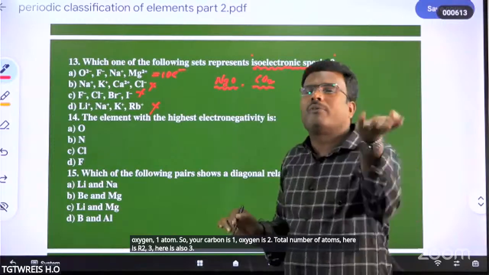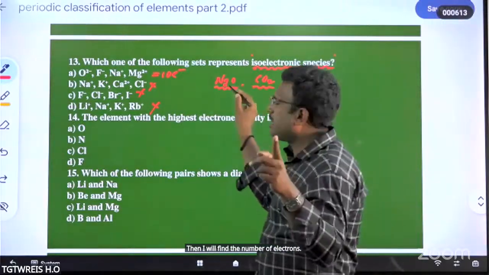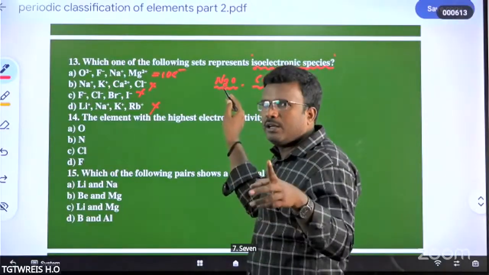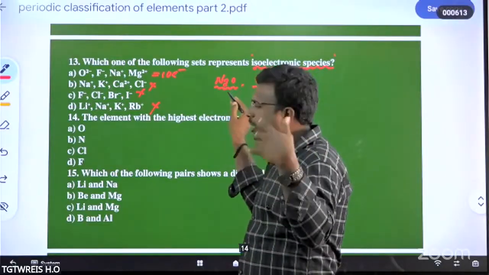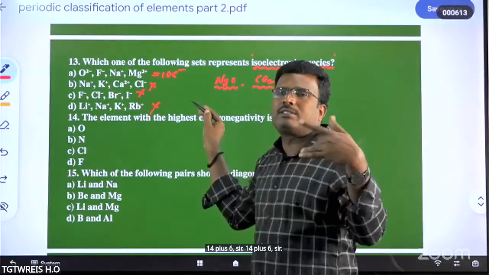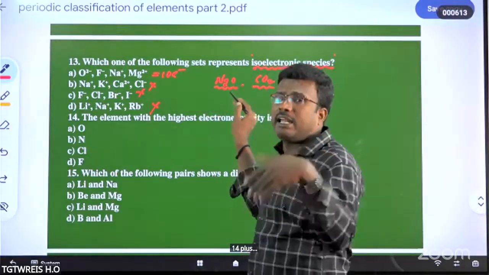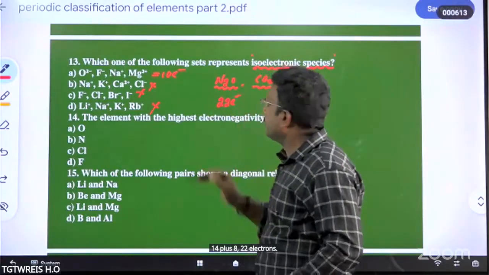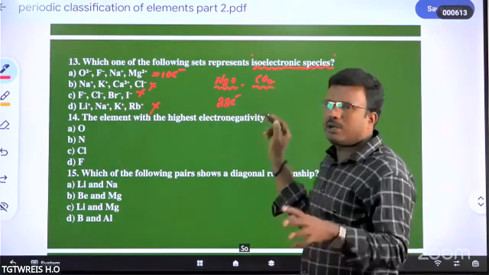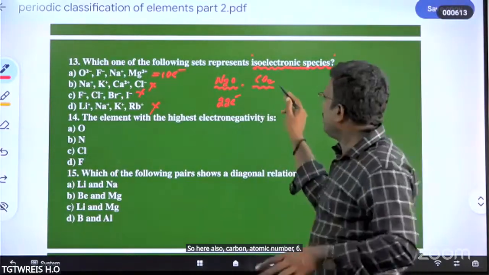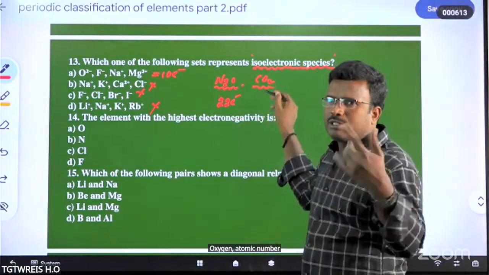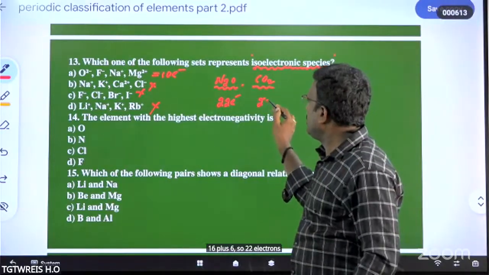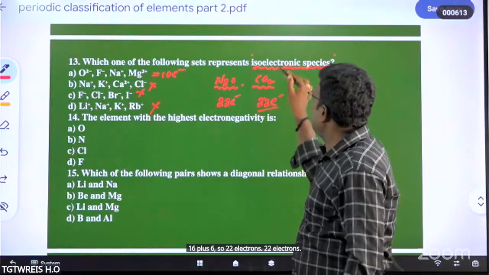Then you will find the number of electrons. Nitrogen, atomic number 7. 7 2s are 14. 14 + 8 is 22 electrons. Here also, carbon atomic number 6, oxygen atomic number 8. 8 2s are 16, 16 + 6 is 22 electrons. Please remember, very, very important, students.